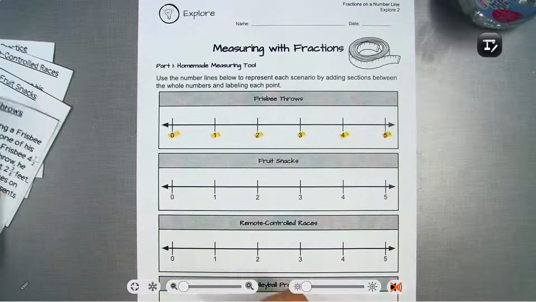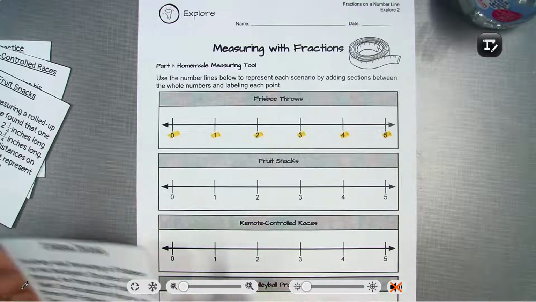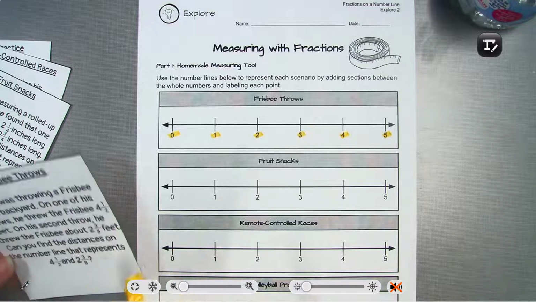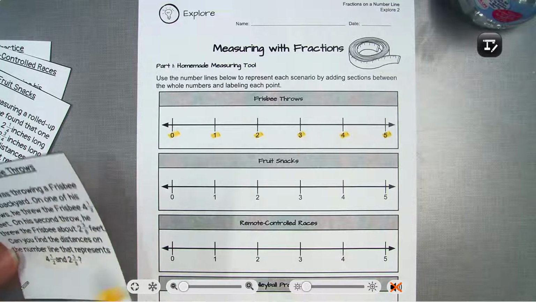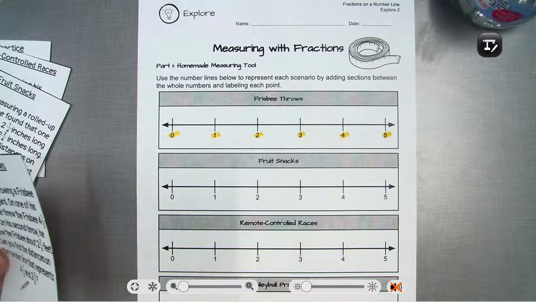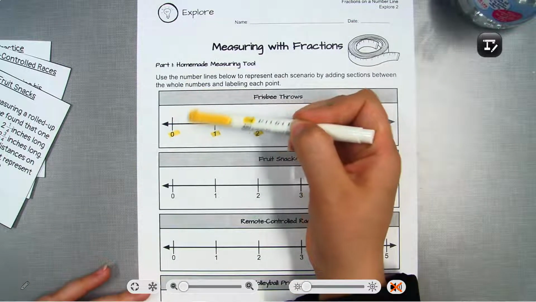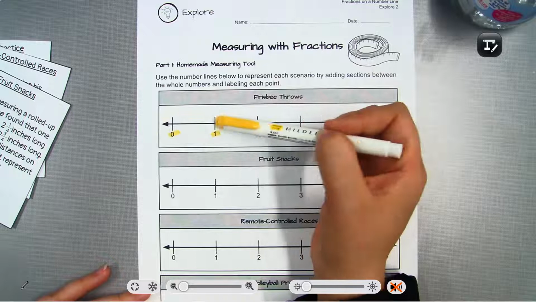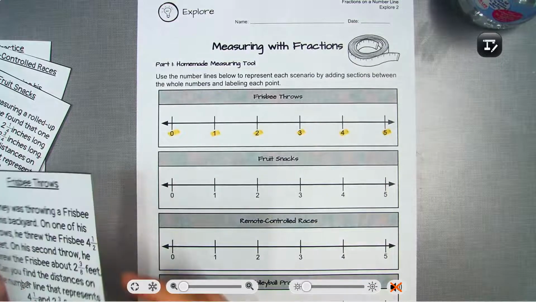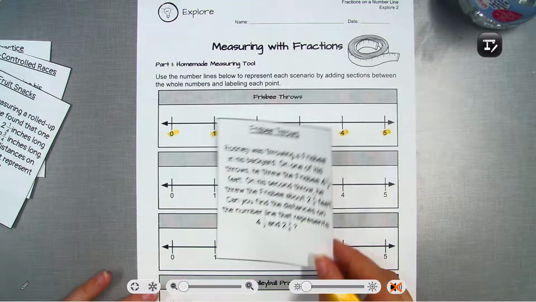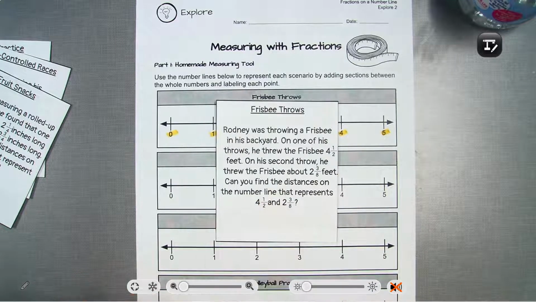Okay, so I'm going to be using my whole numbers to be making fractions, and I'm going to be adding sections in between my whole numbers. That means I'm going to be dividing them into parts between my whole numbers to represent my fractions that it's asking me for. So the first scenario is Frisbee throws.